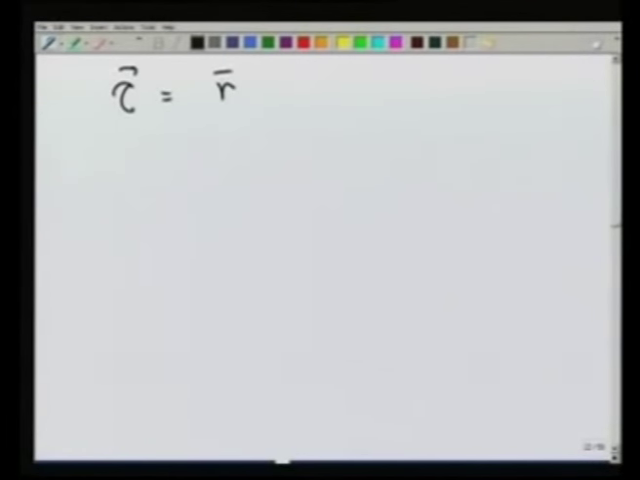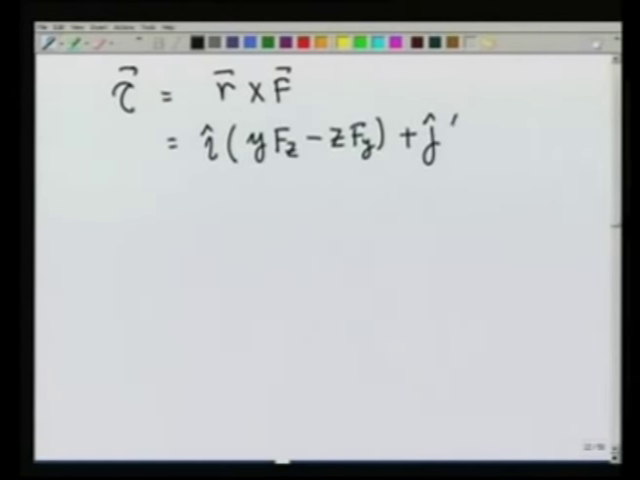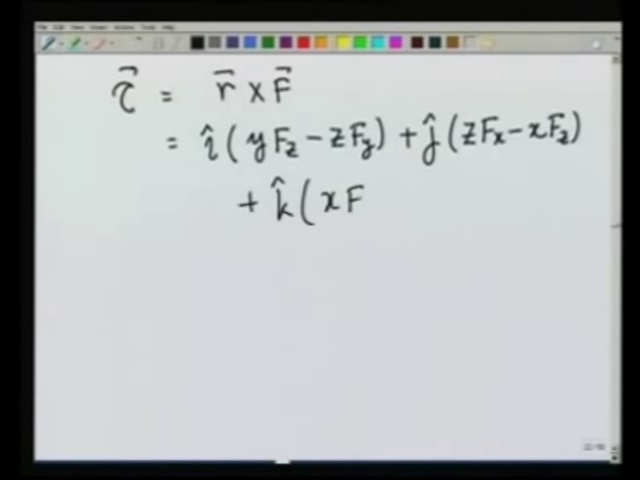So, if I am calculating the moment tau, which is R cross F, I am dropping O now, it is understood that it depends on the origin. Its x component is going to be y F_z minus z F_y, plus the y component, z F_x minus x F_z, plus the z component, x F_y minus y F_x.